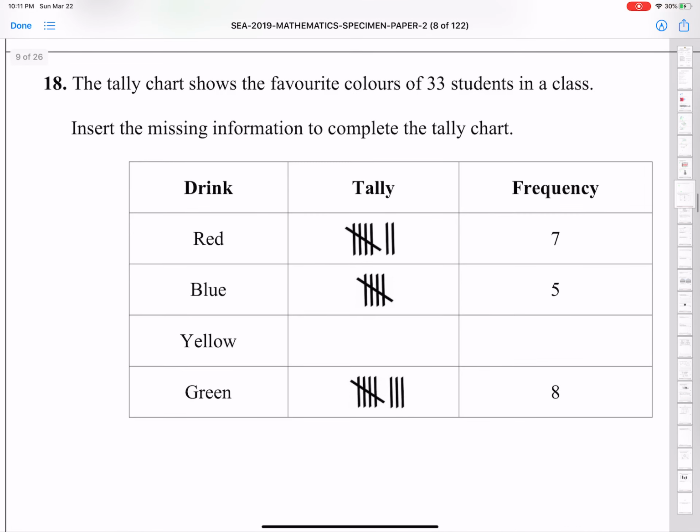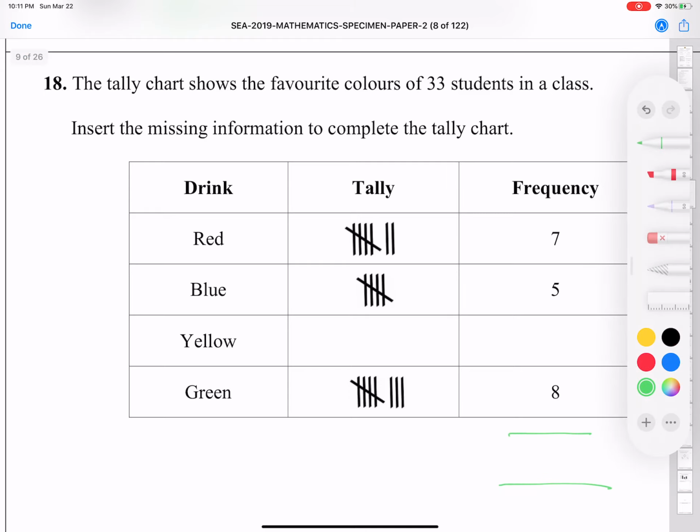The tally chart shows the favorite colors of 33 students in a class. Insert the missing information to complete the tally chart. So we add 7 plus 5 is 12, 12 and 8, 20. Very easy to add. You're supposed to have 33. You only have 20 out of 33. How many are missing? 33 take away 20, which is 13.